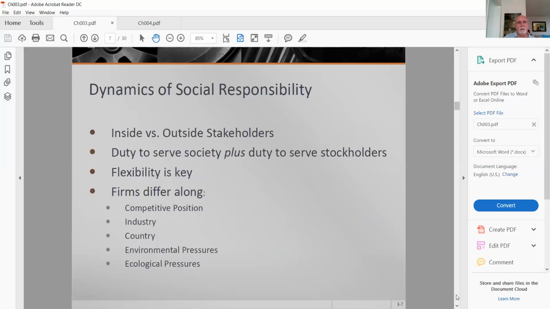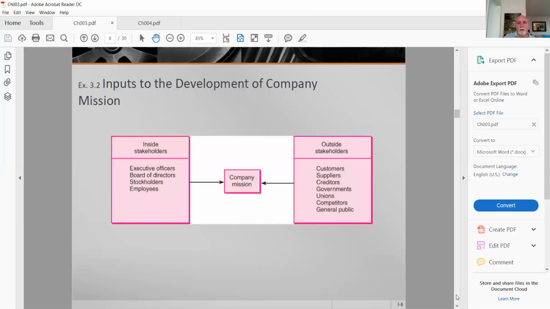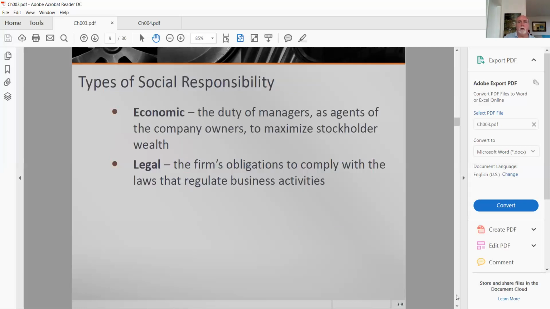Okay, and this is all that you do. You step through the dynamics of them. Again, a nice little chart: the inside stakeholders, the outside stakeholders, and how they tie to the company mission and your work. Okay, the types of responsibility. There are economic duties to maximize stakeholder wealth.